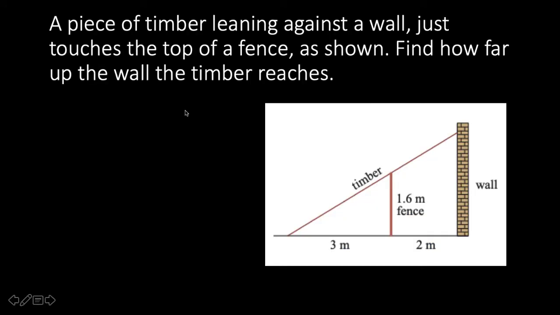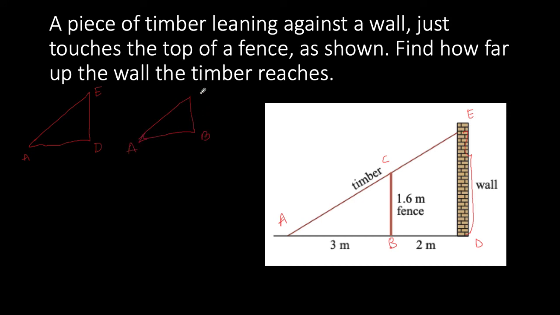Okay, now let's look at one more example. A piece of timber leaning against the wall just touches the top of the fence as shown. Find how far up the wall the timber reaches. Means we have to calculate this distance. Okay, now again if we start naming this as A, B, C, D, E. Now just for your understanding, we can draw the triangles differently.